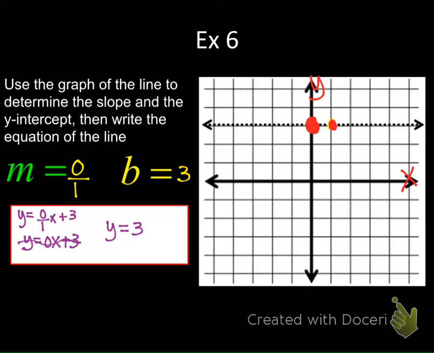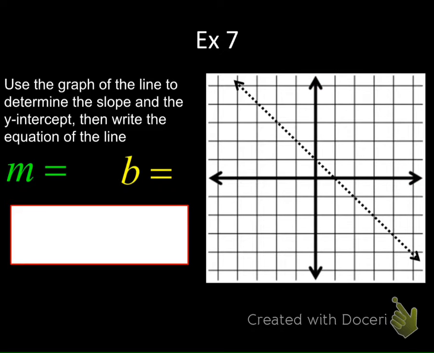All right, let's check out the next one. Example number 7. Okay, so what's the +1 stand for? The b, which is our y-intercept. And then -1 over 1. Good. So -1 over 1. Then y equals -1 over 1 x plus 1.